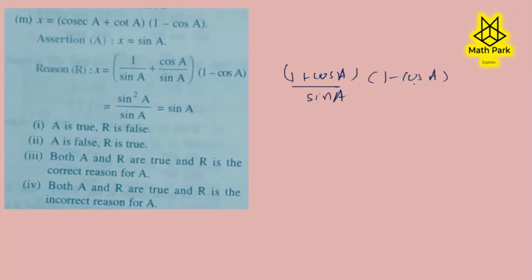Now 1 plus cos A into 1 minus cos A is going to be 1 minus cos square A upon sin A, and 1 minus cos square A is sin square A upon sin A, which is equal to sin A. So reason R is true and x is also true. So we get A is true and R is true. Both A and R are true, and R is the correct reason for A. So option 3 is the correct option. Both A and R are true.